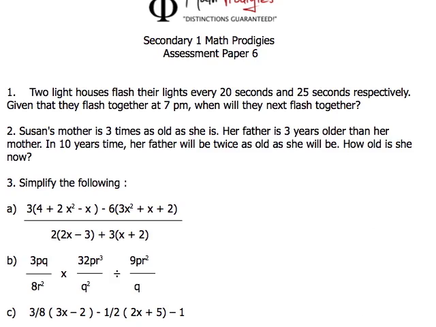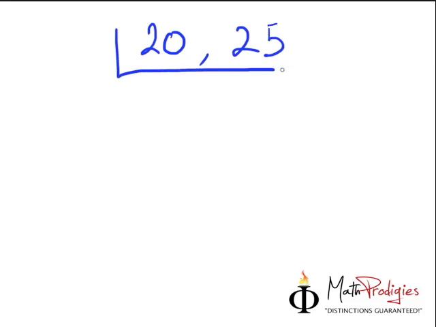Okay, so let's do this. First off, what type of question is this? Every 20 seconds and every 25 seconds respectively. Given that they flash together at 7 p.m., when will they next flash together? So this question is about what? HCF, LCM. So what must you do? Every 20 minutes and 25 minutes together. What you must do is look for the highest common factors.